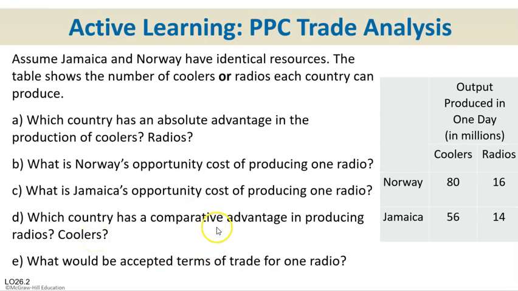Once you've figured out who has comparative advantage, remember they're going to specialize in that good and then export that good. Then decide what might be accepted terms of trade for one radio. So if they're going to trade, one country will trade one radio for how many coolers. Okay, so pause the video here, try this example, and then I will go through it.